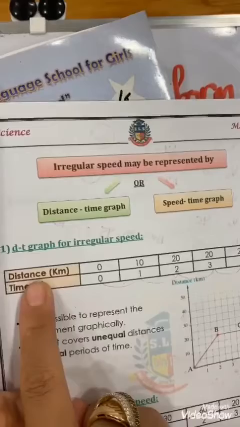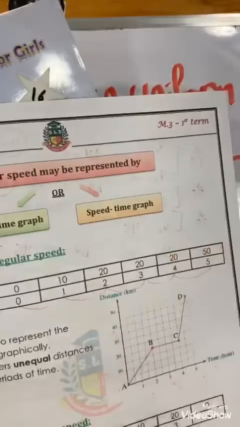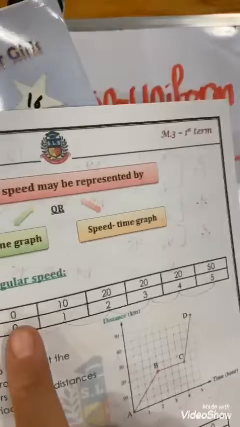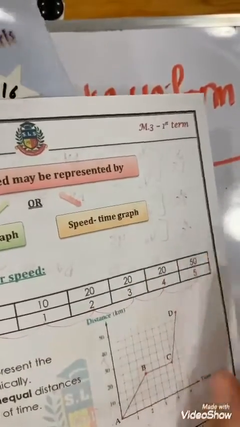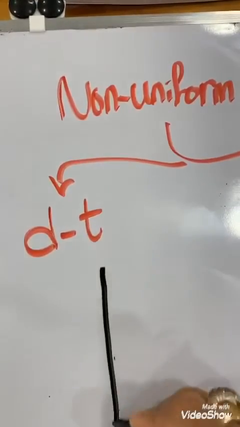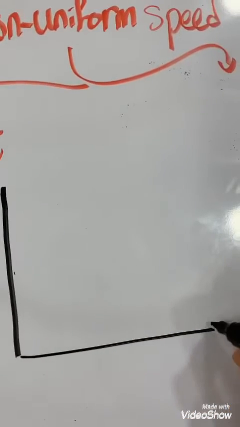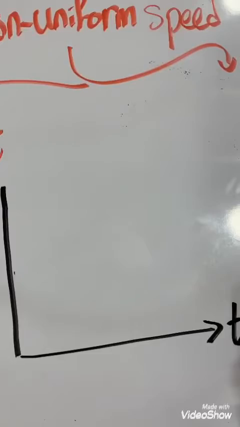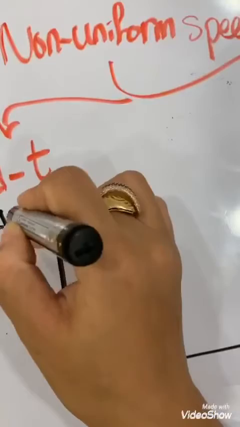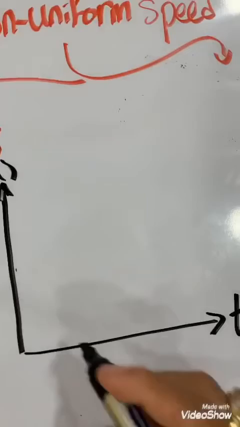The distance covered by the body by kilometer is 0, 10, 20, 20, 20, 50. And the time intervals by hour is 0, 1, 2, 3, 4, 5. Now let's represent it on a graph. As you see here, distance and time in hours, and distance in kilometers. Okay, let's put the points here.